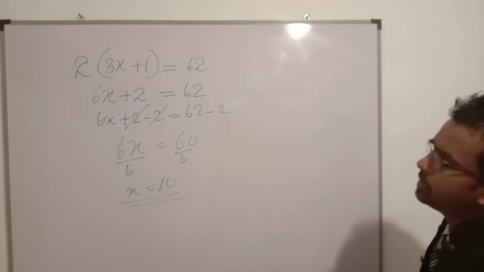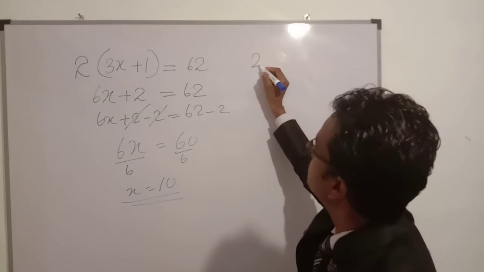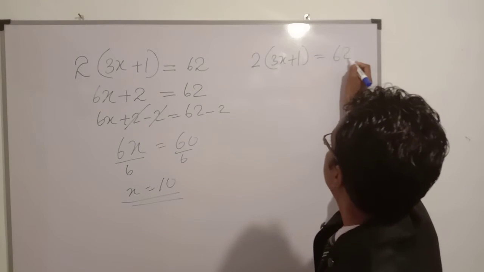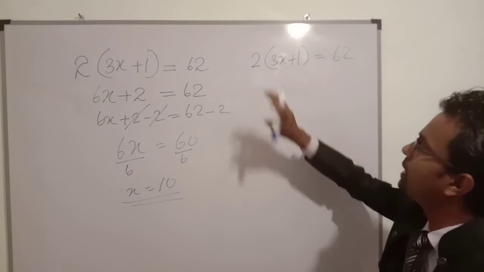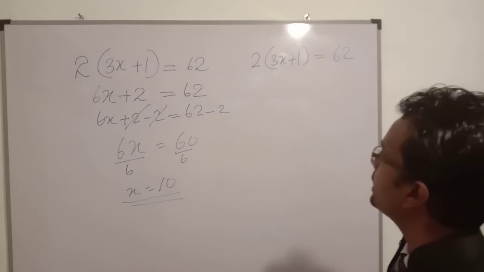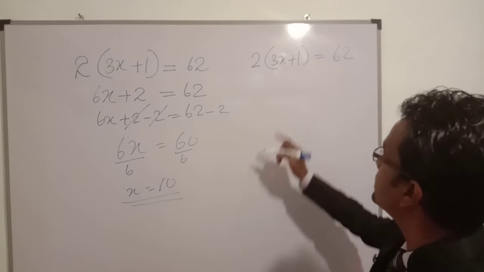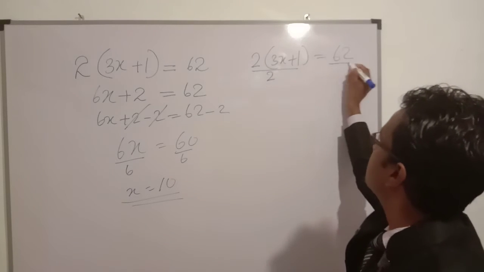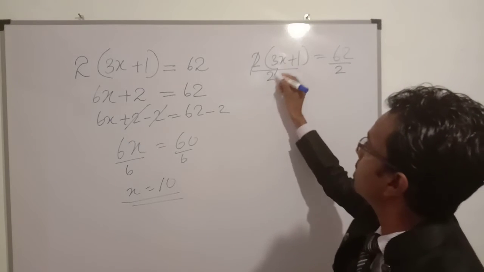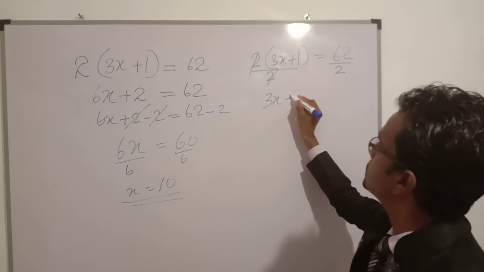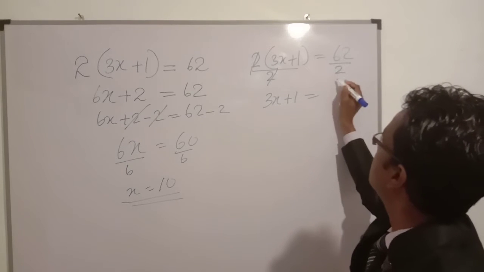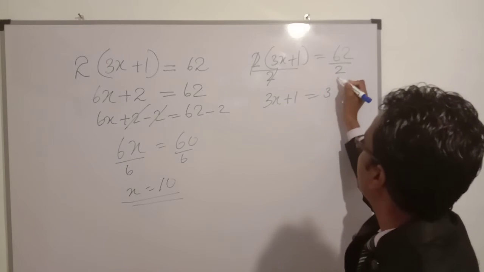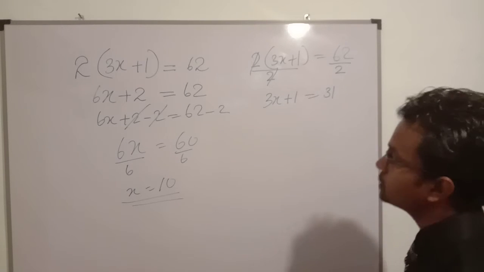And the other method is this. 2 times 3x plus 1 equals 62. If the number is divisible by this outer value, you can divide it. Without removing the bracket, we can solve this. If it is divisible, this is divided by 2 to cancel this 2. This side also divided by 2. 2 cancel out. Then 3x plus 1 is equal to, 6 divided by 2 is 3. 62 divided by 2 is 31.